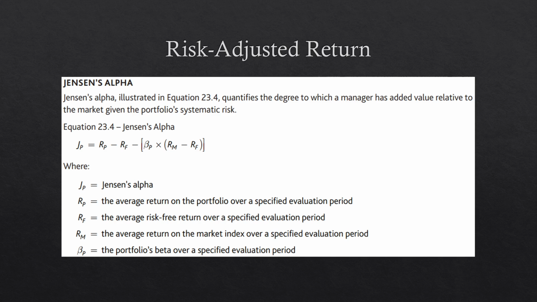Next, there's a few different ways to calculate risk-adjusted returns, and so these are formulas that you probably should memorize for the exam. The first one is Jensen's alpha. So it quantifies the degree to which a manager has added value relative to the market given the portfolio's systematic risk. So Jensen's alpha is calculated as the average return on the portfolio over that valuation period minus the risk-free return over that period minus, then you do beta times the difference of the market index and the risk-free return.